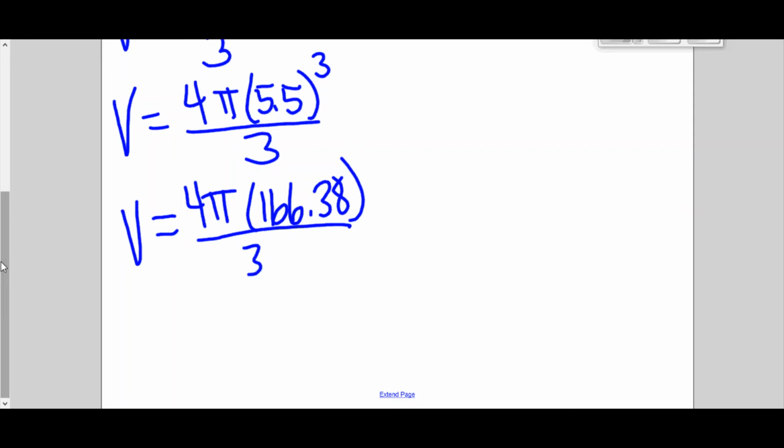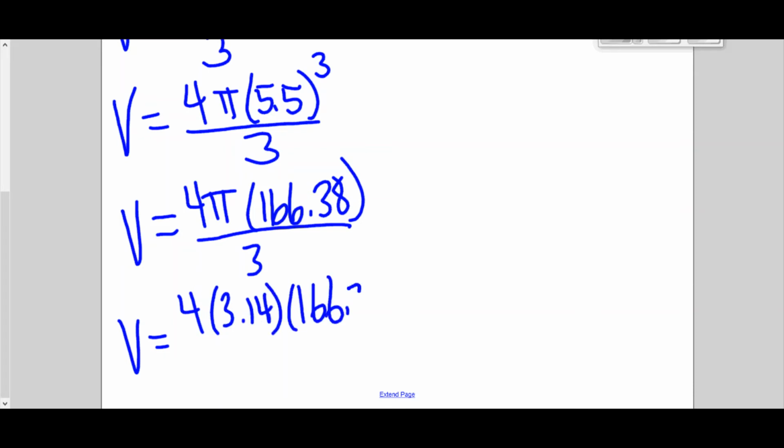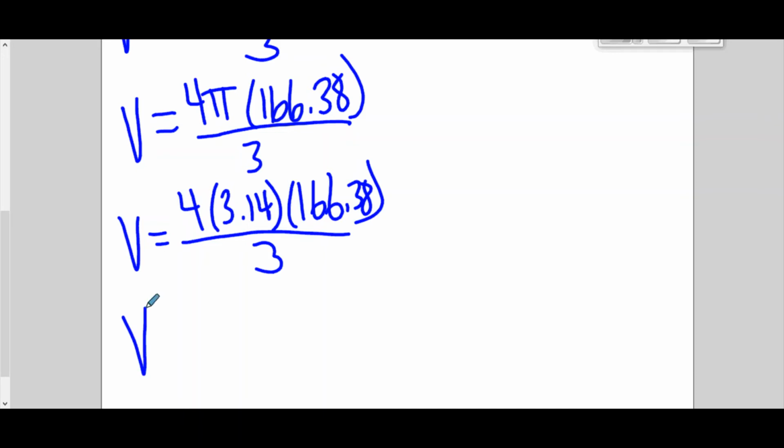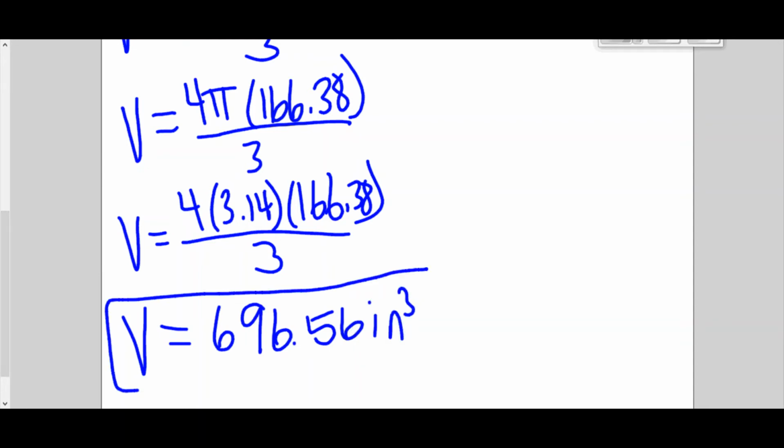So you're just going to plug this into your calculator. Remember, pi is 3.14. So it will be 4 times 3.14 times 166.38, all divided by 3. So the volume here is 696.56, and this was inches cubed. So this is the volume of that sphere.